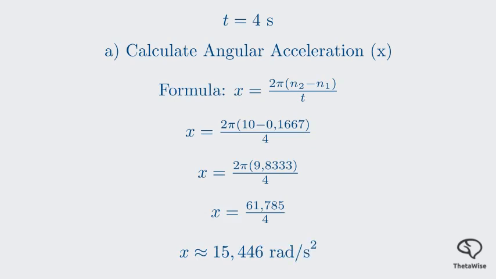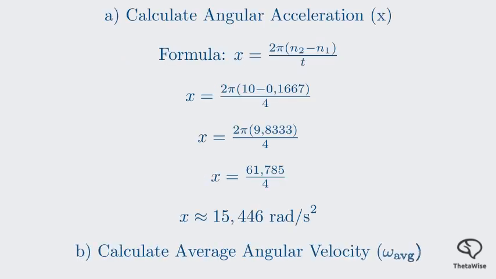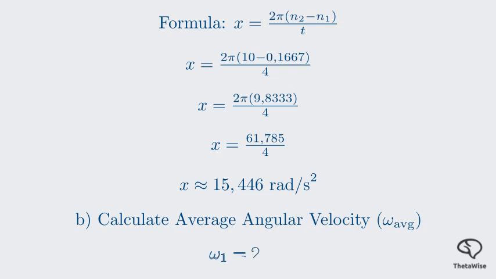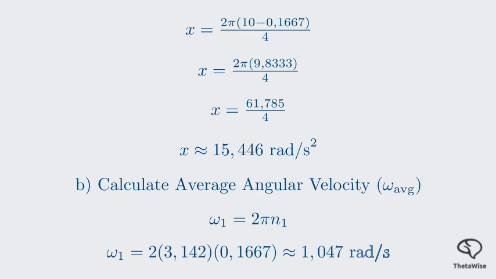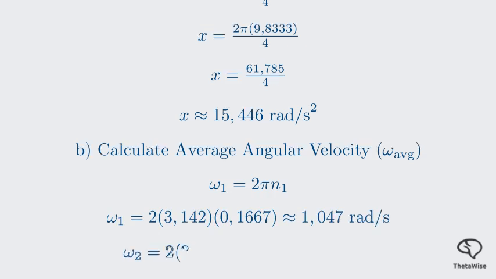Now for part B, the average angular velocity. We need to calculate omega average. First, we need the initial and final angular velocities, omega 1 and omega 2. We use the formula omega equals 2 pi N. Omega 1 is 2 times pi times 0.1667, which is 1.047 radians per second. And omega 2 is 2 times pi times 10, which is 62.84 radians per second.